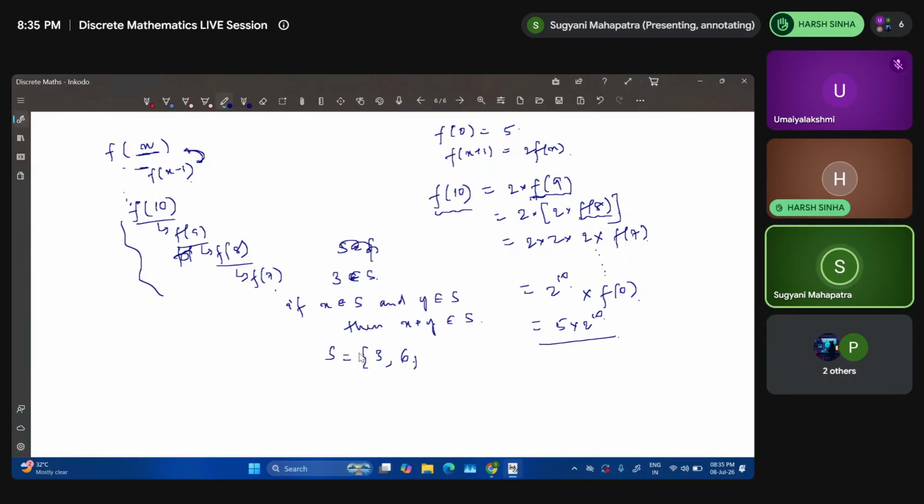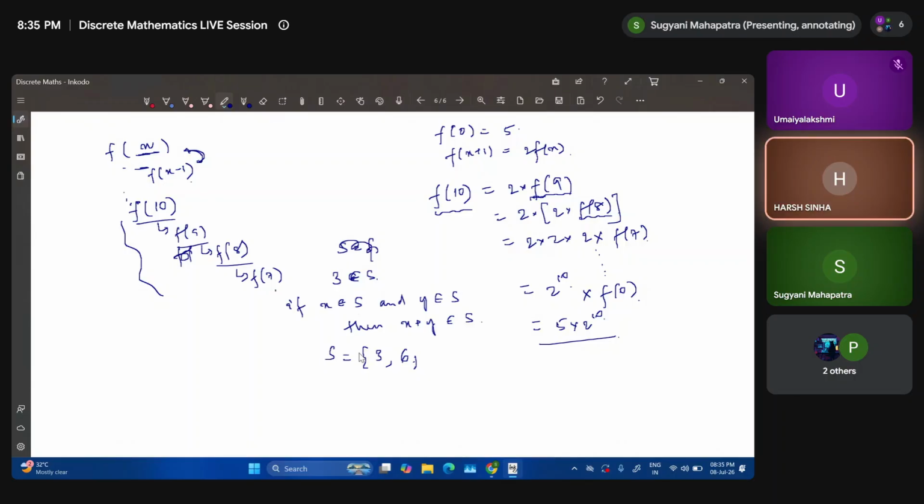Just like for recursive functions, you have a base case. You know where to stop. This is the base case. For the base case we have been given that 3 belongs to S.